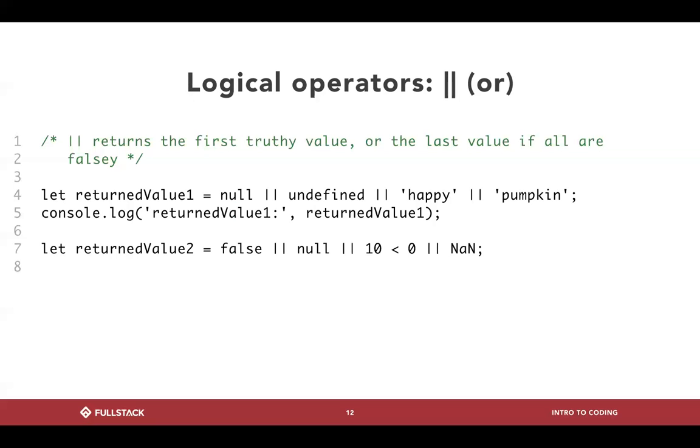Then we have returned value 2. We have false, we know that's falsy. Null, we know that's falsy. Is 10 less than 0? No, that's false. And then we have NaN, and we know that's falsy. So we go from false to null to that false expression to NaN. So we return NaN. NaN is stored in returned value 2, and if I console log it out now, it will be NaN.